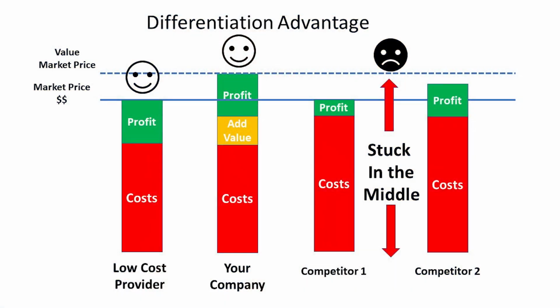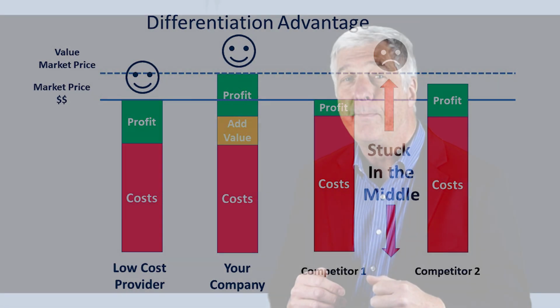If you add additional features to your product that a consumer doesn't value, then you're going to get what's called stuck in the middle, where you're providing a product that no one's interested in and therefore will not be willing to pay the higher price. This puts a squeeze on your profit margins and eventually puts the company out of business.